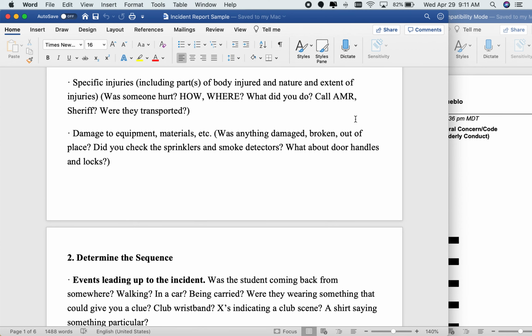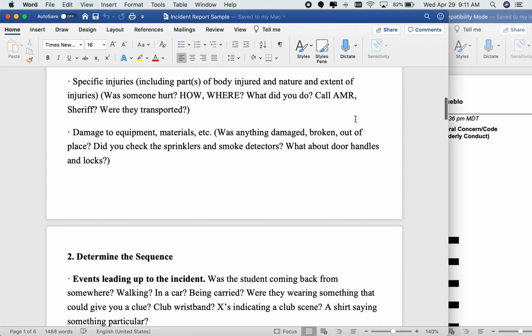Were there any injuries? Was someone hurt? Did you have to call the ambulance like I alluded to in my previous video? Be sure and tell me, did the sheriff's department show up? Did the ambulance show up? Who else was involved? Did the fire department come? If so, when? What time? Who was there? Why were they there? What did they do? What did they tell you to do? All of that information is going to be super important.